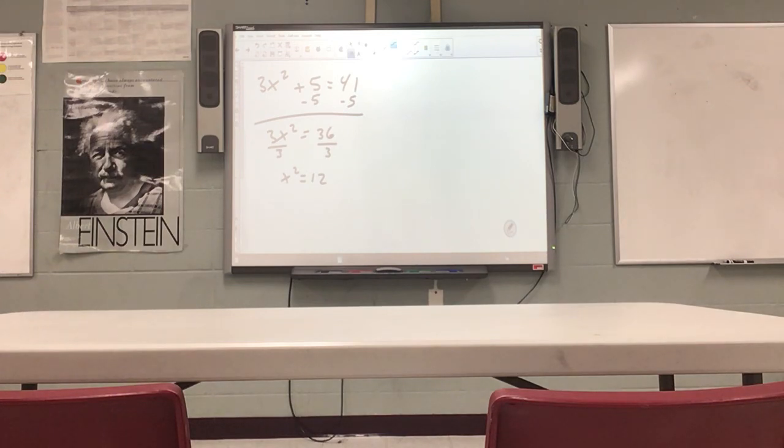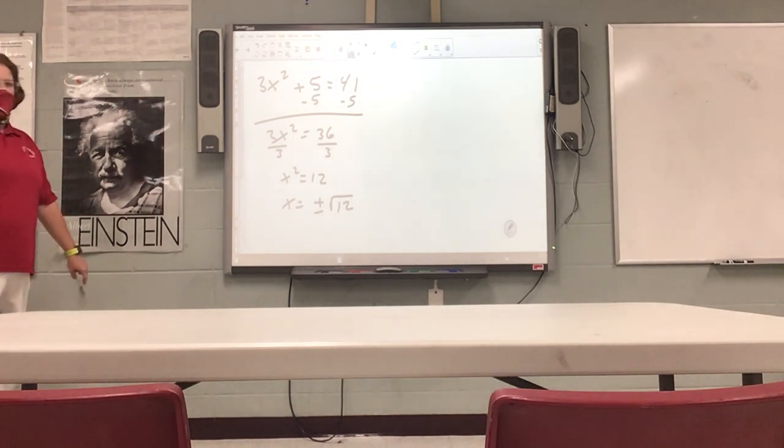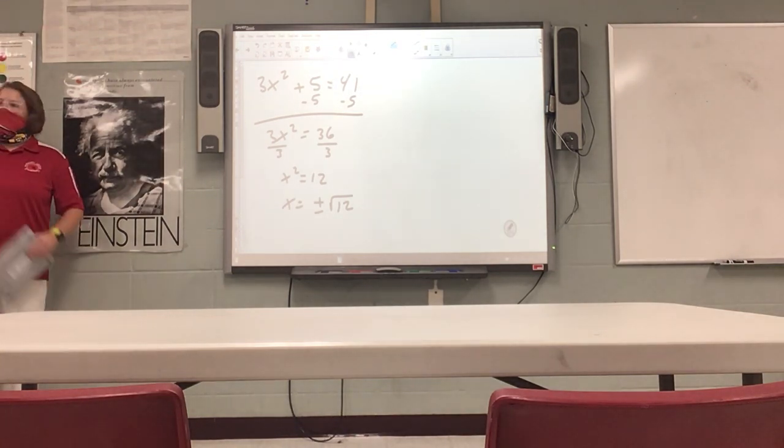All right. So my last step now is I need to undo the squared by square rooting. And this is why we did those warm-up problems. So I'm going to say x is equal to plus or minus the square root of 12. Just undid that squared. Okay, so look on the right side of that list we made. It goes from 9 to 16. It skipped 12, didn't it?